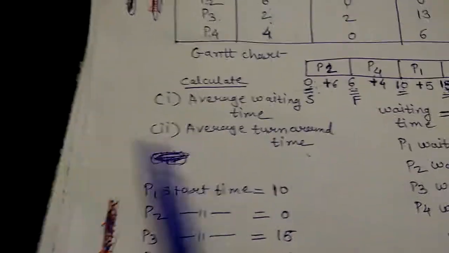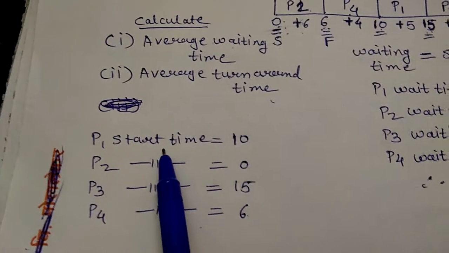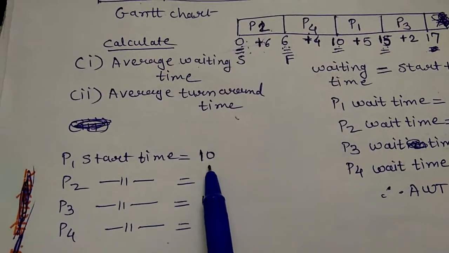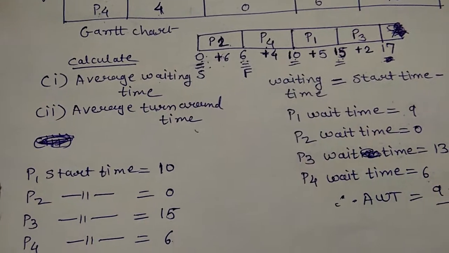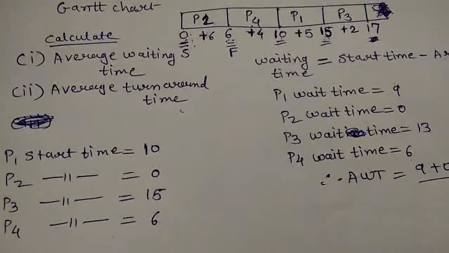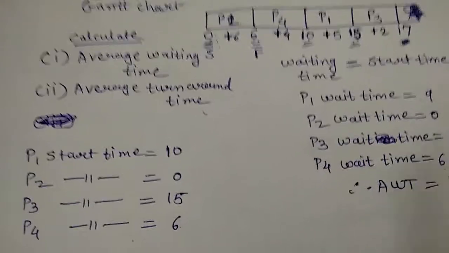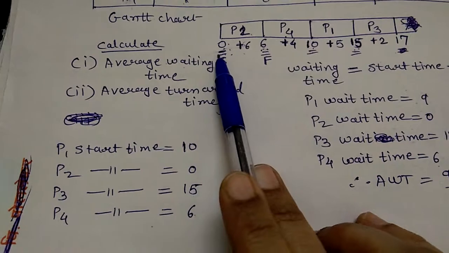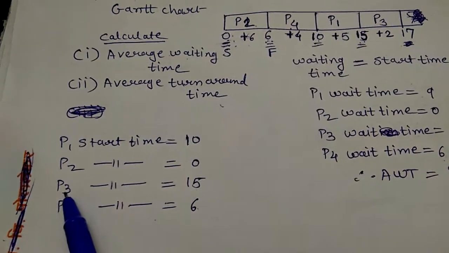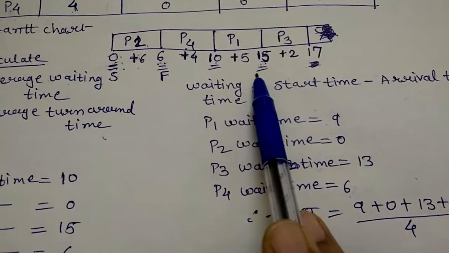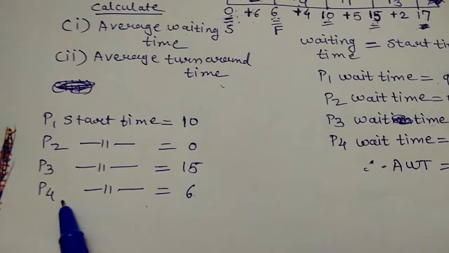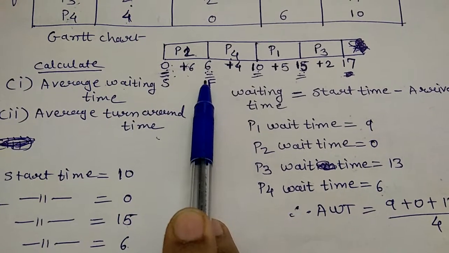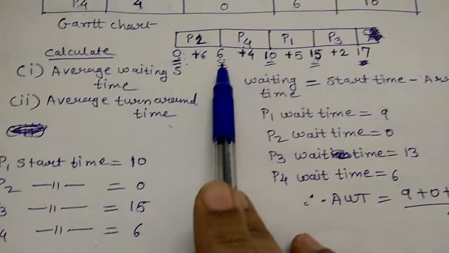So first we'll see the start time. The start time of P1 is 10. Let's see whether it is correct or not. So the start time of P1 is 10 here. Okay, so this is 10. Fine. The start time of P2 is 0. Yes, correct. The start time of P3 is 15. Yes, it is correct. And the start time of P4 is 6. Let's see. Yes, it is correct. Right? So the start time of P4 is 6.